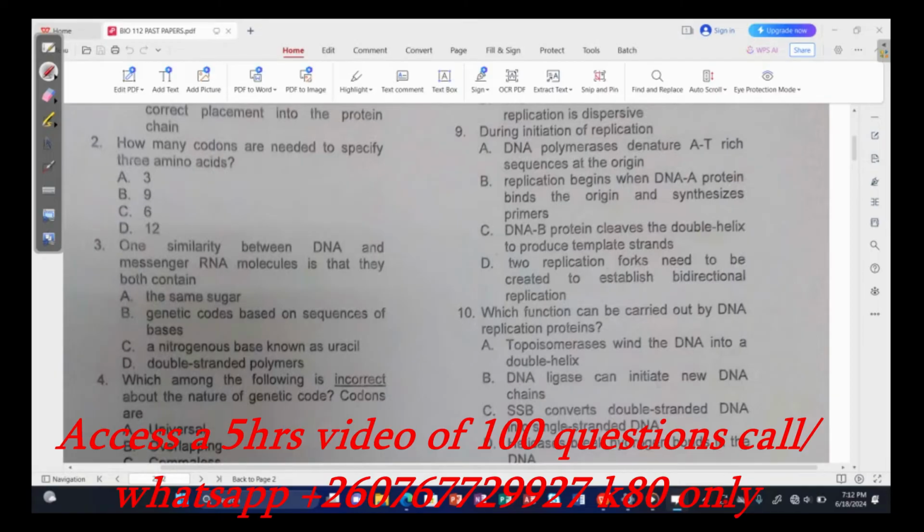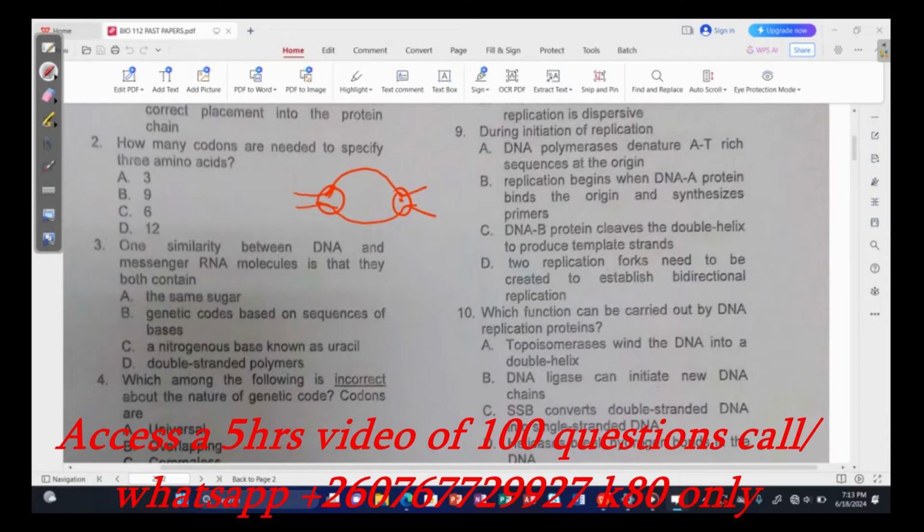C is saying DnaB protein. So we don't have DnaB protein during replication, so it's false. Then D is saying two replication forks need to be created to establish bidirectional replication. That is true. During DNA replication, a bubble has to be created. When you create a bubble, you have two replication forks. That is this Y-shape here, another Y-shape here. So this is a replication fork, that is another replication fork.